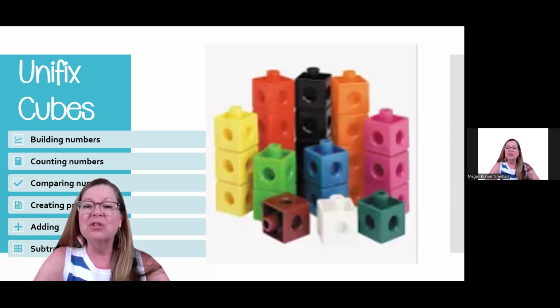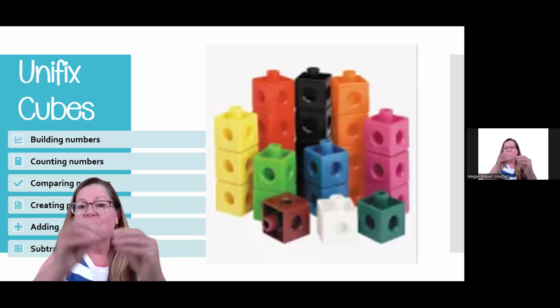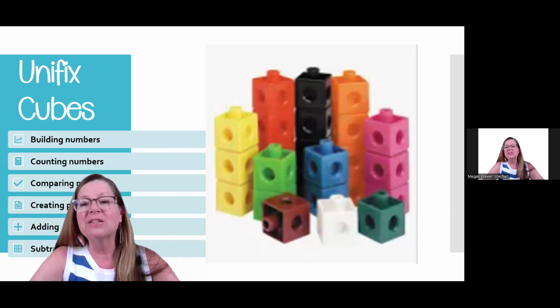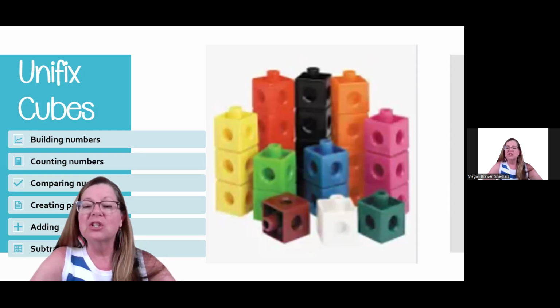Unifix cubes can be used to model addition and subtraction problems, making abstract concepts more concrete. Students can physically combine or separate groups of cubes to represent the actions of adding or subtracting. The visual representation adds to understanding basic addition and subtraction facts.